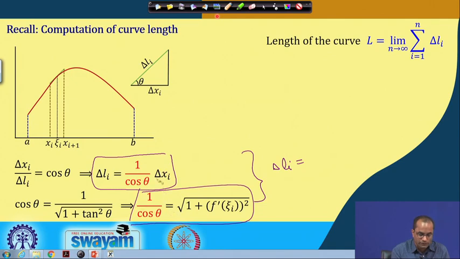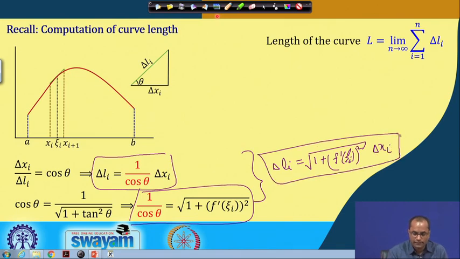So, 1 over cos theta will be replaced by 1 plus f prime xi i whole square, and then we have here delta x i. So, this delta L i in the summation here we will replace by the square root of 1 plus f prime xi i squared, multiplied by this delta x i.